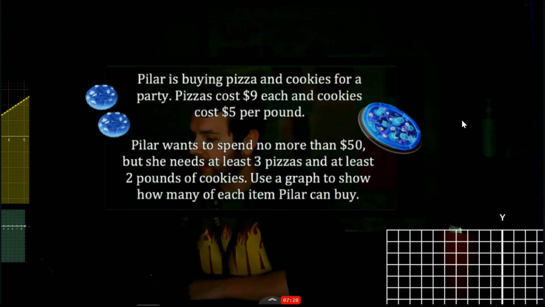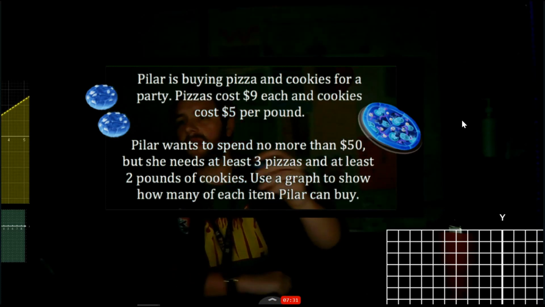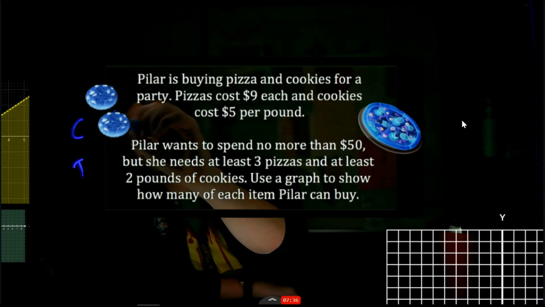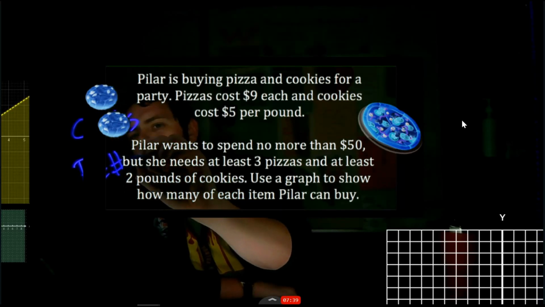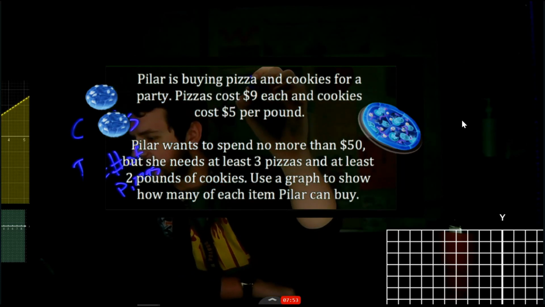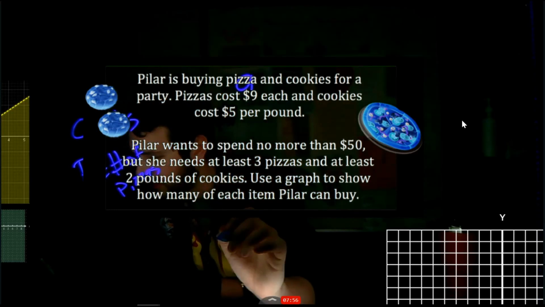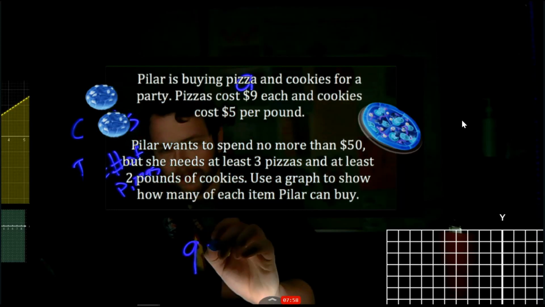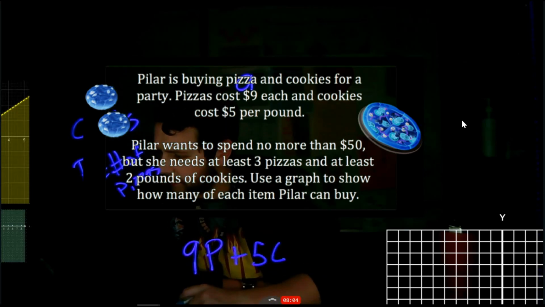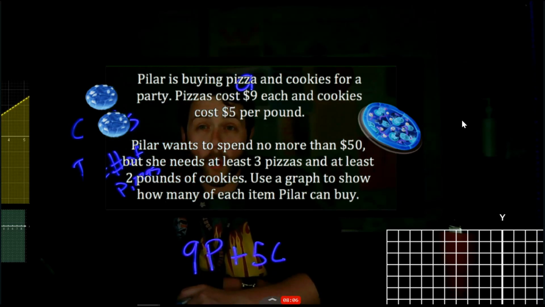So let's start with the money. Well, let's start by labeling some of these things. We'll use C and P. C for pounds of cookies and P for number of pizzas. We know their cost. The cost is going to be 9 per pizza and 5 per pound of cookie. And we want to make sure that is no more than 50.